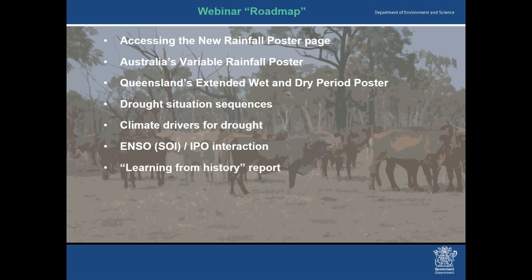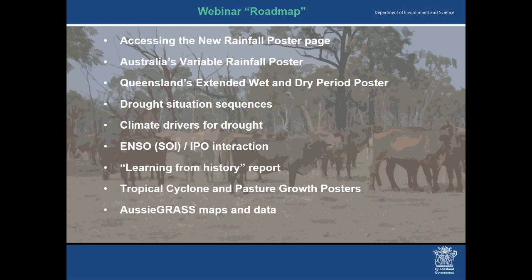We'll talk about how some of the information is in the Learning from History report. Another 2 posters that we have are the Tropical Cyclone and Pasture Growth annual posters, where you can get a lot of that information yourself in the Aussie Grass Maps and Data. And then our latest poster visualization, what we call the Map app.